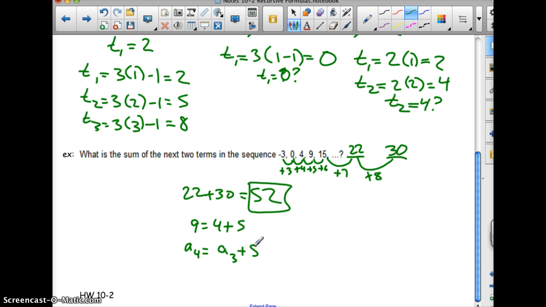Well, what is 5 in terms of 4? That's really 4 plus 1. A sub 4 is equal to a sub 3 plus 4 plus 1. See that? Well, okay, let's generalize that now. A sub n is equal to a sub n minus 1 plus n plus 1.